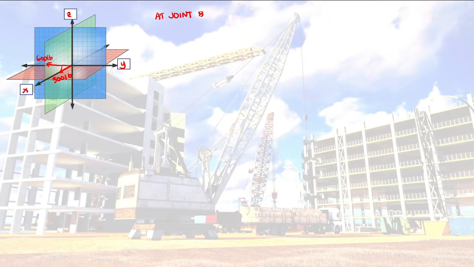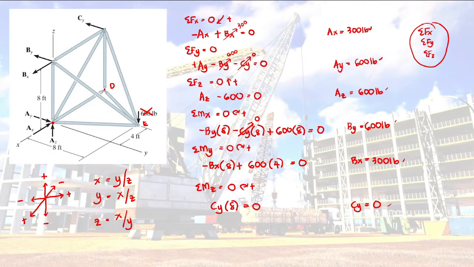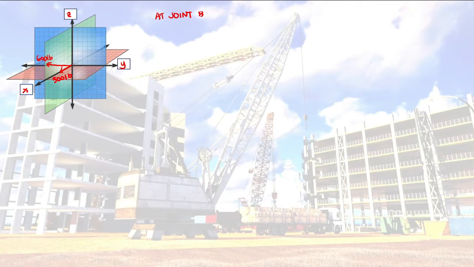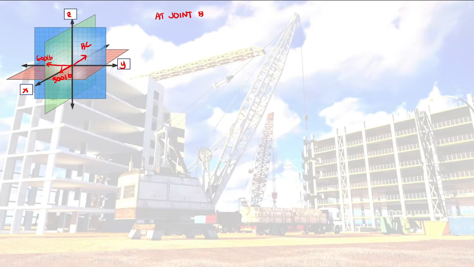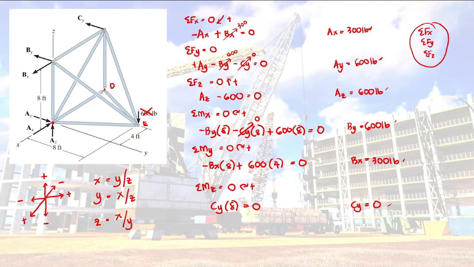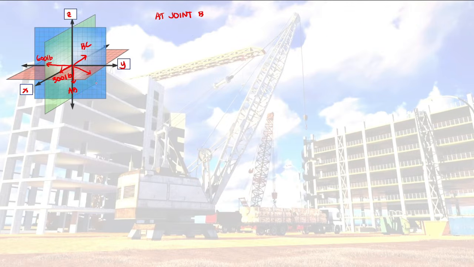Then what else? Then our force members. So our force members, we have BC. Let's assume everything is in tension. So this is BC. Then what else? We have AB going down. That is AB. Then we have BE. So this is your BE.